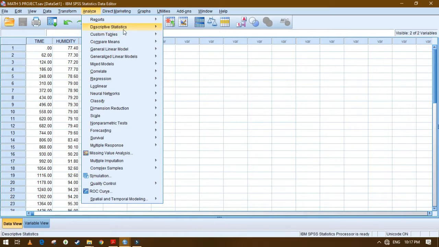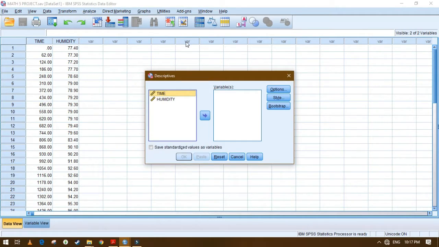Click at the descriptive statistic and click the descriptive. And then it will show these two variables, time and humidity. So for this question, they need two data from independent and dependent variable. So we include these two information and click the option.